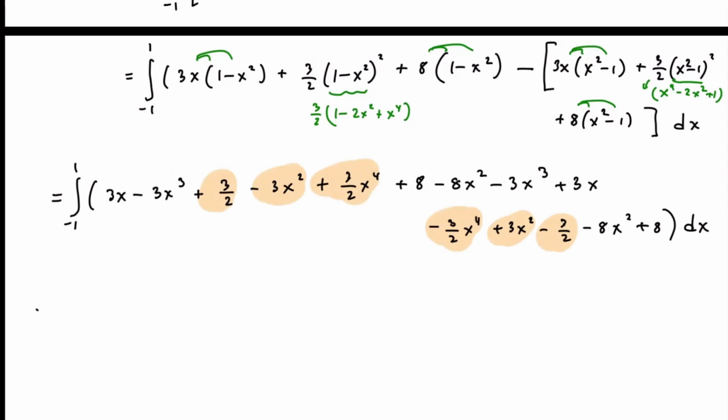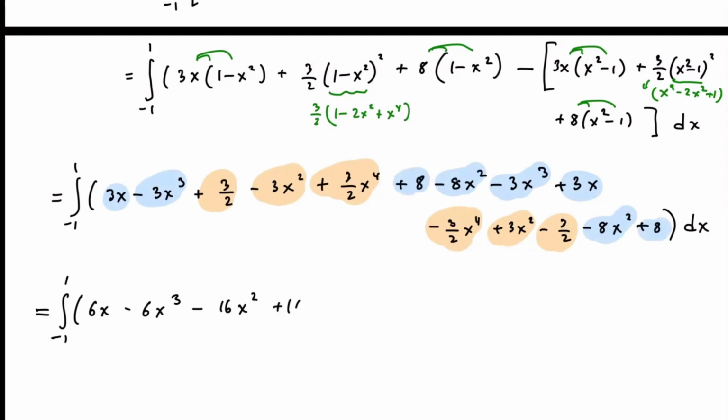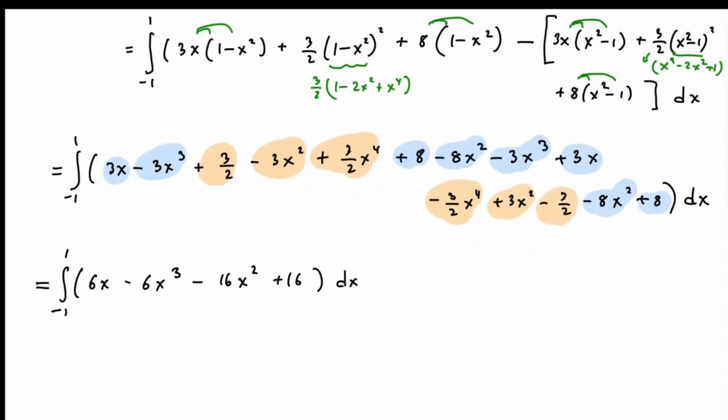So we will have our integral from -1 to 1. Here I'm going to go ahead and combine 3x and 3x. That'll give me a 6x, then negative 3x cubed and negative 3x cubed. That's going to give me negative 6x cubed. Then we have negative 8x squared, negative 8x squared. That's a negative 16x squared. And lastly, 8 and 8. That's going to give us 16. All right, so this is what we're going to integrate now with respect to x. All right, not so bad.